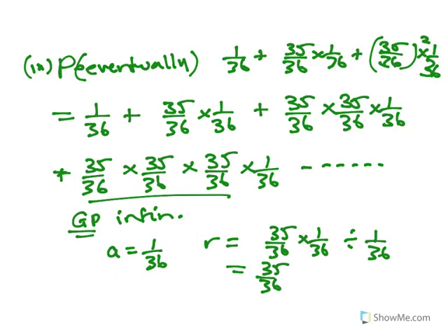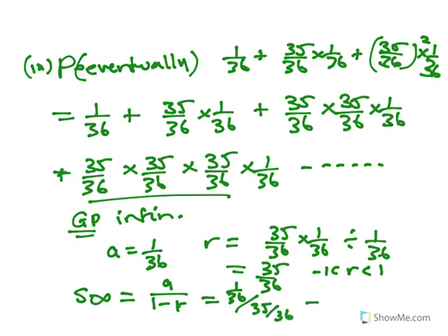So what's the probability he would eventually win? That would be the sum to infinity. And you notice that R is in between 1 and minus 1. So that's 1 on 36 over 1 minus 35 on 36, which when you simplify that gives you 1.